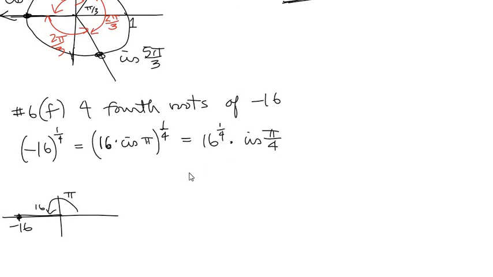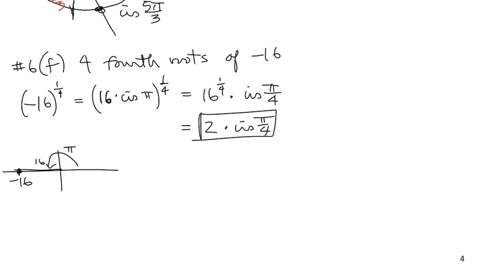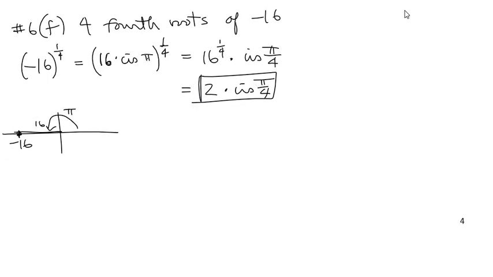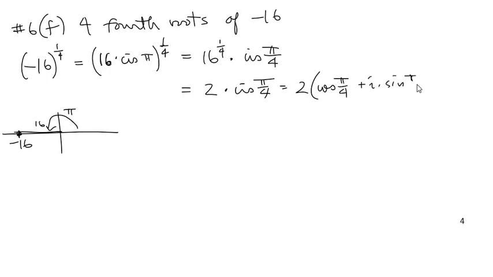And what's the 4th root of 16? That's 2, isn't it? 2, 4, 8, 16. 2 to the 4th is 16. And so here is one of our answers, right? In modulus argument form, one of the 4th roots of -16 is 2 cis pi over 4. All right, and what is cis pi over 4? Well, it's the cosine of pi over 4 plus I times the sine of pi over 4.